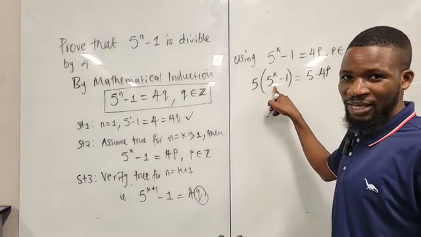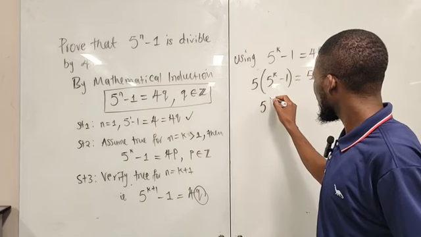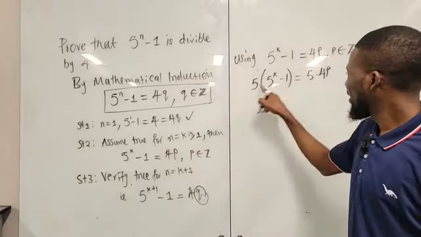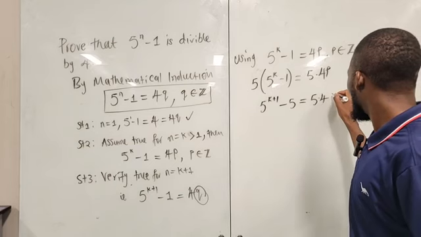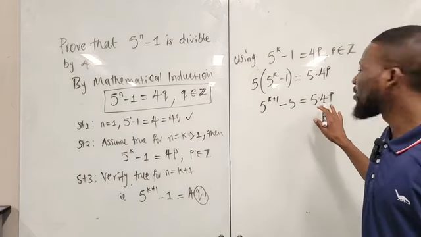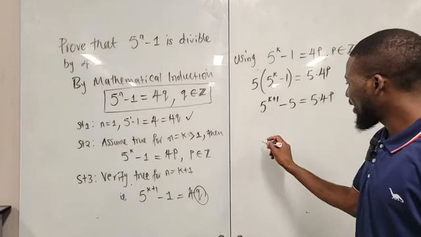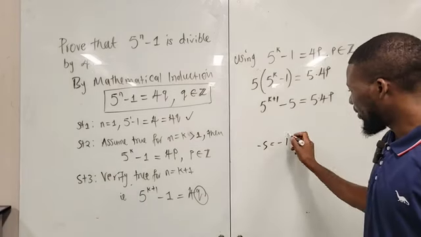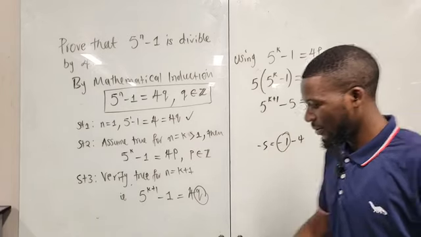So I take 5 inside by the distributive property, then the laws of indices. 5 has the power 1, so this is 5 to the power k plus 1. Then 5 multiplied by 1 is 5, equal to 5 multiplied by 4p. I am doing this deliberately, not to expand, for a specific reason. So now look at negative 5. I can write negative 5 as negative 1 minus 4 because we want our negative 1. So I can write negative 5 as negative 1 minus 4, okay?